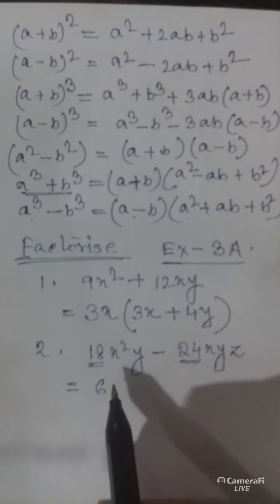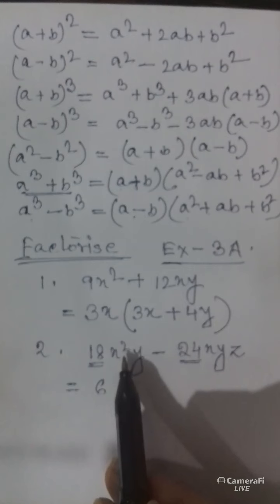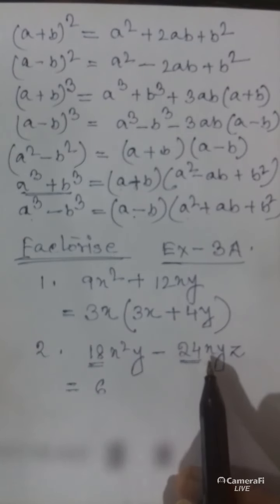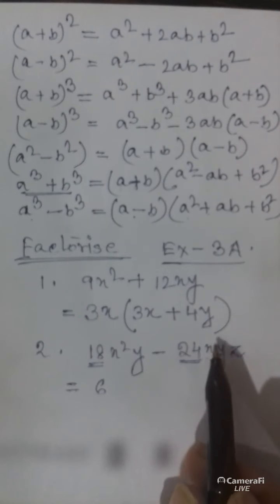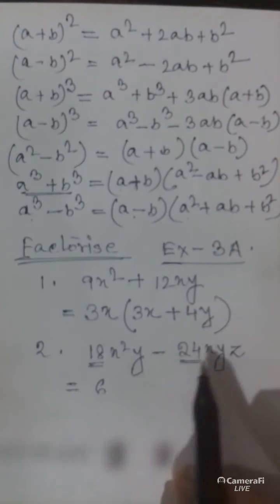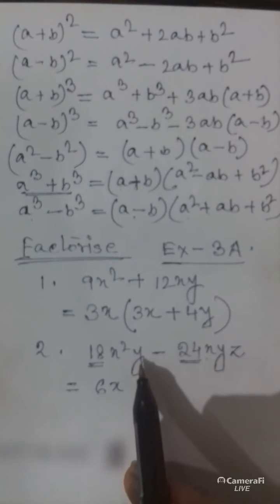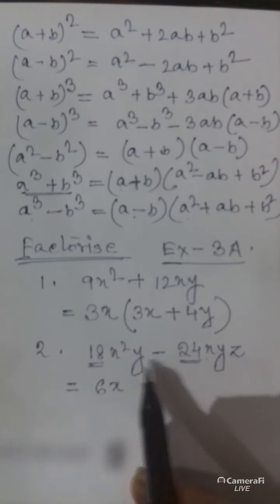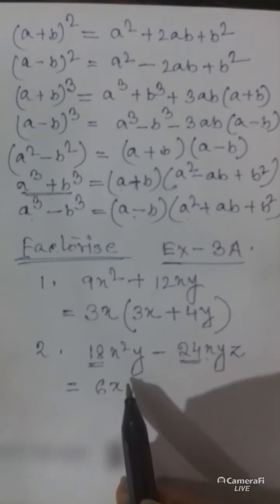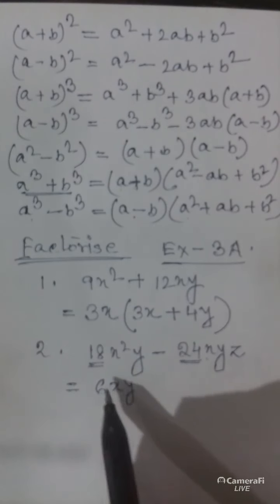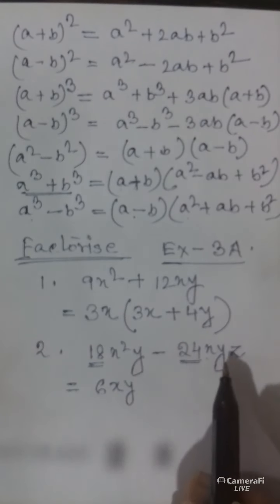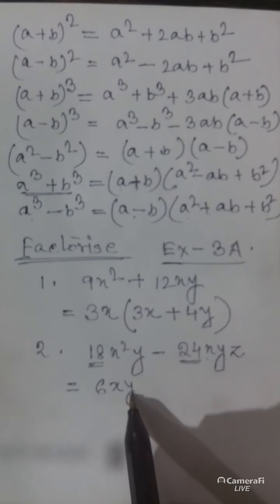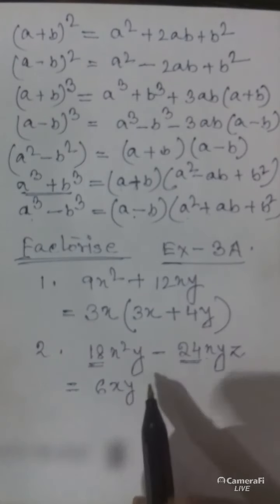So 6 is common. In the first term the power of x is 2 and here the power of x is 1. So the lowest power is the HCF of x square and x. HCF of x square and x is x. Now y is also a variable; in both terms the power of y is 1, so y is common. In the first term y is there and in the second term also y is there. So y is common. So total 6xy common.